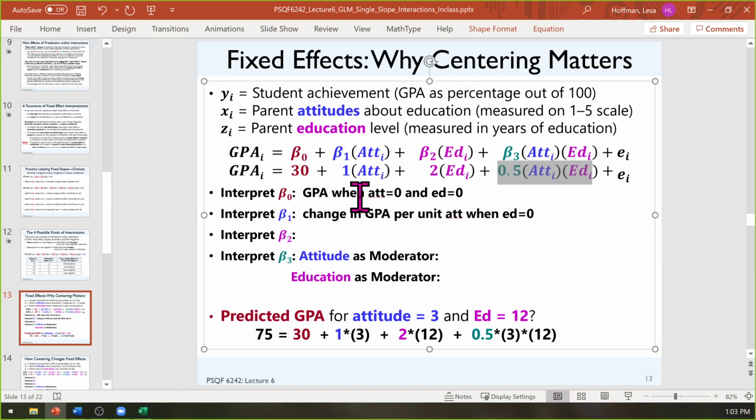Now I've got another layer to it where, because of this additional term, if I want to say how does the model tell me to what extent attitudes matters in predicting GPA? Well, the model says attitudes matters here and over here. It shows up in 2 places. In other words, the slope of attitudes is a linear combination of 2 different things.